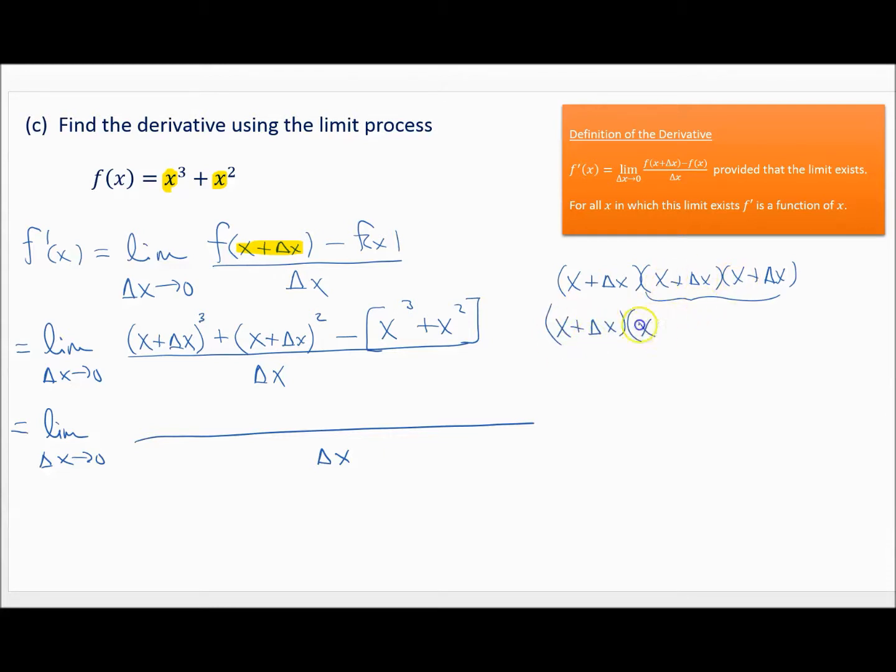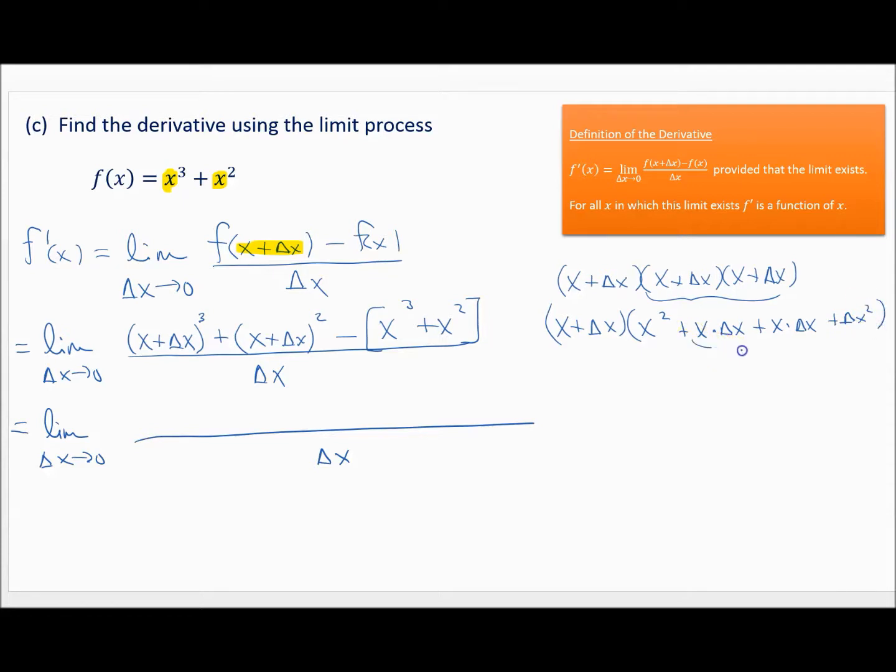X times x is x squared, right? We already know this. We've done it. X times delta x is going to be x delta x. I say we've done it. We did it when there was a c value. So let's be more careful. X times, and then delta x times x is another x delta x. Notice the dots because I want you to realize delta x is not multiplication. It's just one thing. So we're multiplying x times that one thing, delta x. And finally, delta x times delta x is delta x squared.